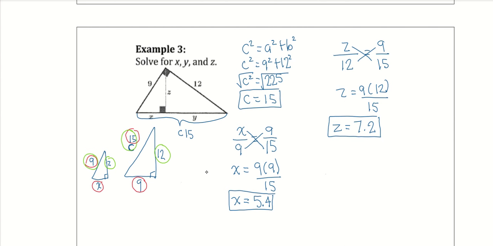Last thing we need to do is just find y. And if you notice, this whole piece is 15, but we know that x is equal to 5.4. So we can say y is equal to 15 minus 5.4. And that's going to get us just from here to here, which is y. So 15 minus 5.4, if you use your calculator, you should get 9.6.